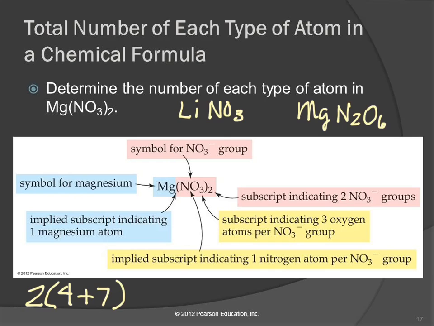Or if you had a tricycle that has 1 seat and 3 wheels, and you have 5 tricycles, how many wheels are there? 5 tricycles, 3 times 5, 15. How many seats on 5 tricycles? 5. Okay, so you understand the concept. It's just weird because it's these funny symbols that I'm making you look at.